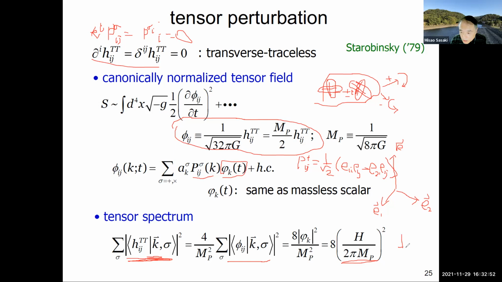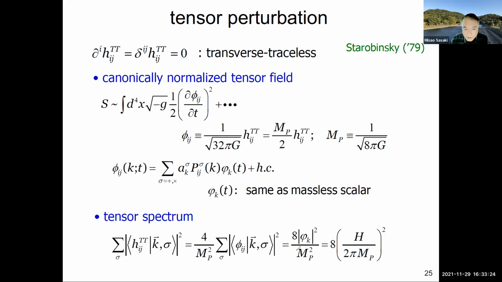Now you don't have this. So this means that from the pure gravitational point of view, you expect some fluctuation amplitude, which is essentially given by the curvature scale of the universe divided by the Planck scale, which is a very well expected result for any theory of gravity. So this is what you get.